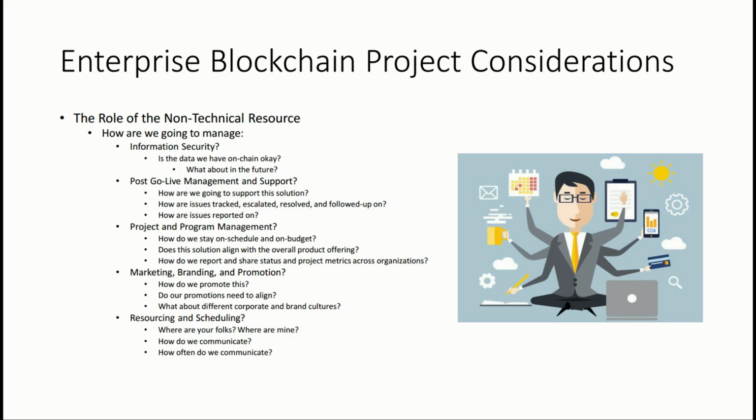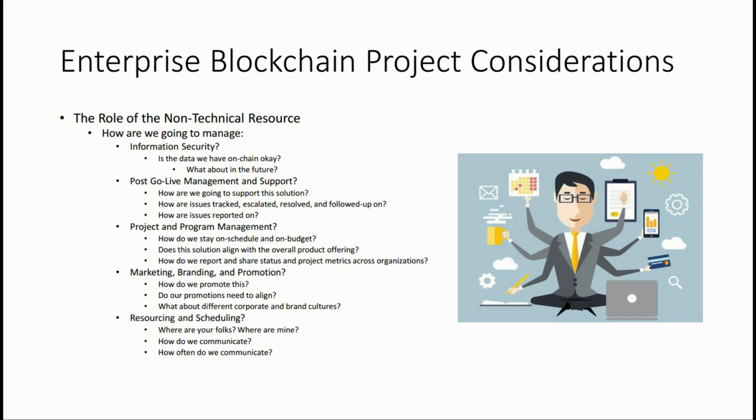How do we report and share project status and metrics across organizations? Do different member organizations want different pieces of information reported? If so, what are those things that we need to report on? How does that need to be communicated? What's the frequency that we need to report on that data with?